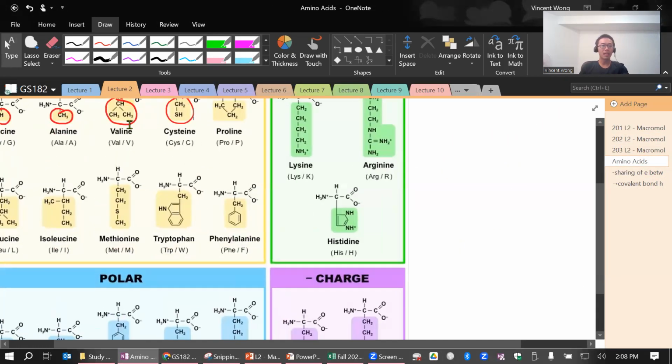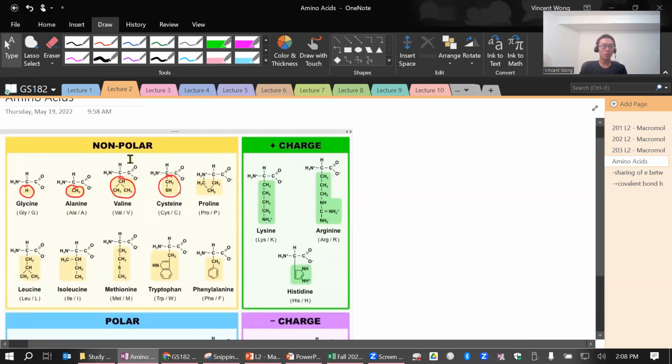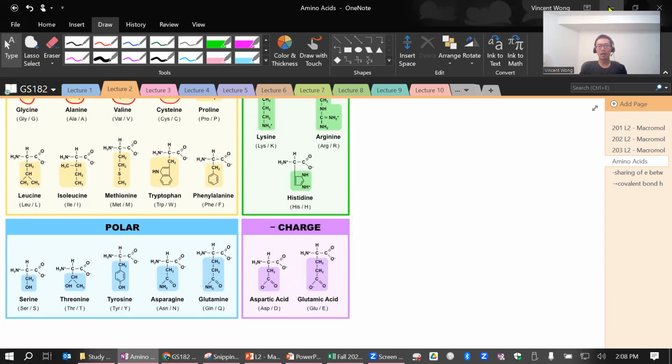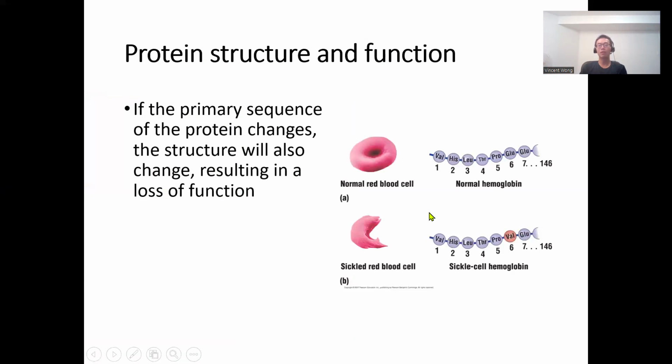So you can see here, valine is over here, which is nonpolar, and glutamic acid is right here, which is charged. This is a completely different property. So when you do that, it's going to cause the hemoglobin to misfold. And when the hemoglobin misfolds, it will change the shape of your red blood cell.